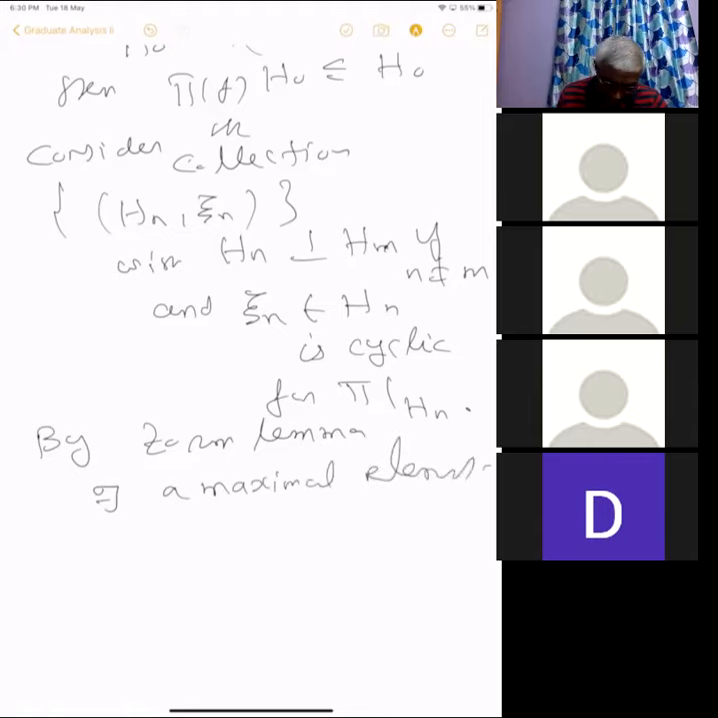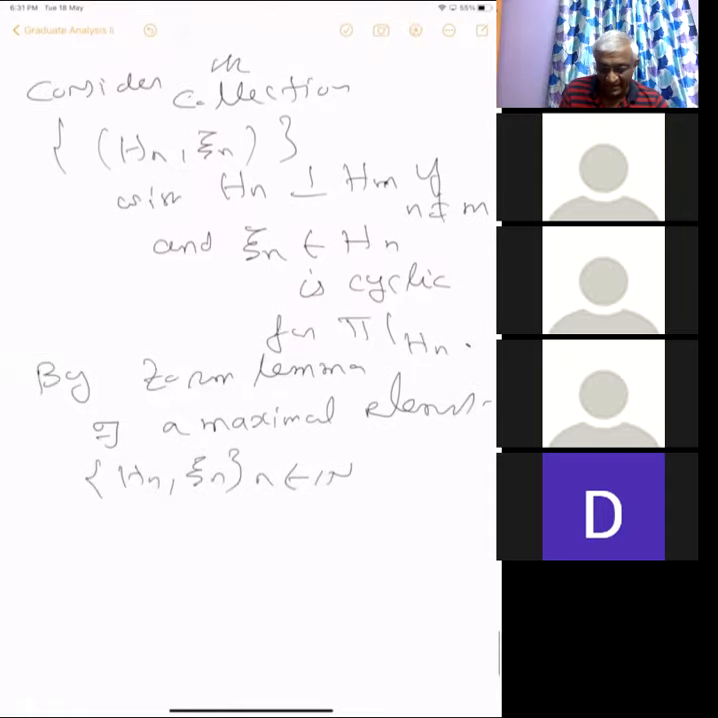There exists a collection {H_n} with n in N, where H_n is orthogonal to H_m. This cannot be an uncountable collection. This has to be a countable collection.